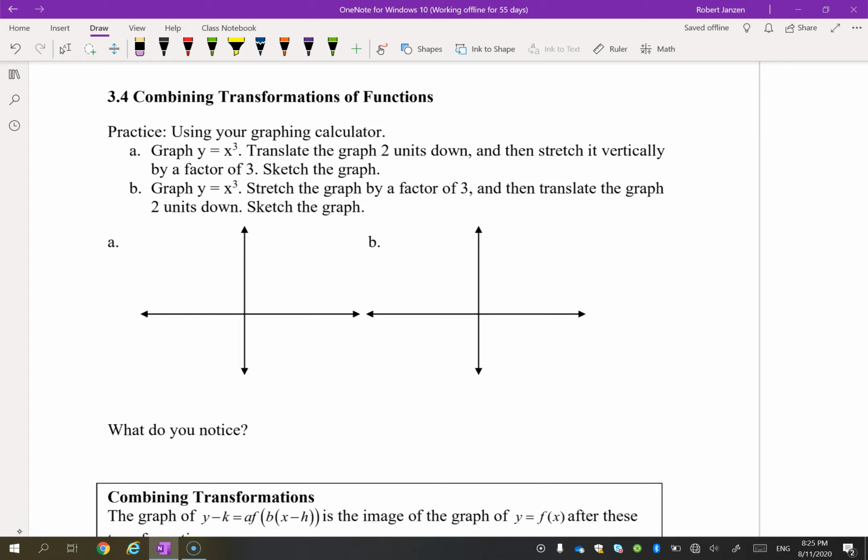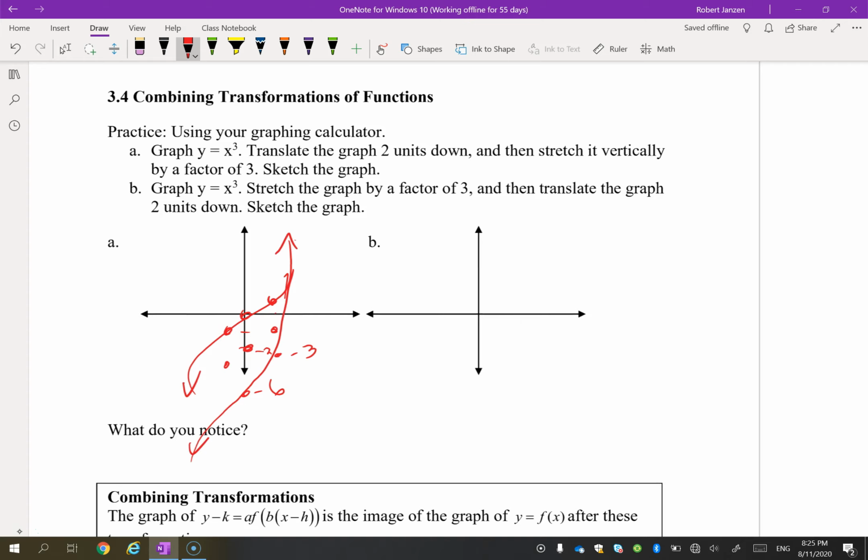All right, so if in Desmos you enter y equals x cubed, so here is y equals x cubed, something like that. If I translate the graph 2 units down and then stretch it vertically by 3, let's think about this graph. If I go 2 units down, this is just very rough. Don't worry, we'll talk more about this in the future. If I go 2 units down and then stretch it vertically by a factor of 3, this -2 becomes -6. This -1 becomes -3, and you have a graph that looks something like this.